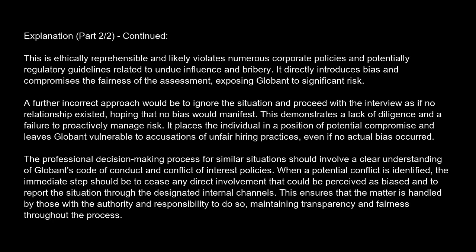A further incorrect approach would be to ignore the situation and proceed with the interview as if no relationship existed, hoping that no bias would manifest. This demonstrates a lack of diligence and a failure to proactively manage risk. It places the individual in a position of potential compromise and leaves Globant vulnerable to accusations of unfair hiring practices, even if no actual bias occurred.